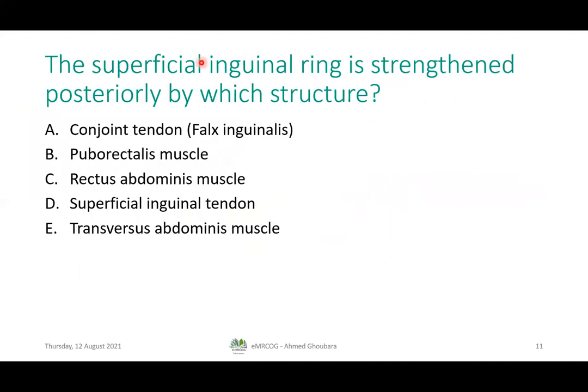Another question: the superficial inguinal ring is strengthened posteriorly by which of the following structures? This question is examining your understanding of the inguinal canal and its support. What structure would give more strength to the inguinal canal posteriorly? Conjoint tendon, perfect. This is the correct answer.